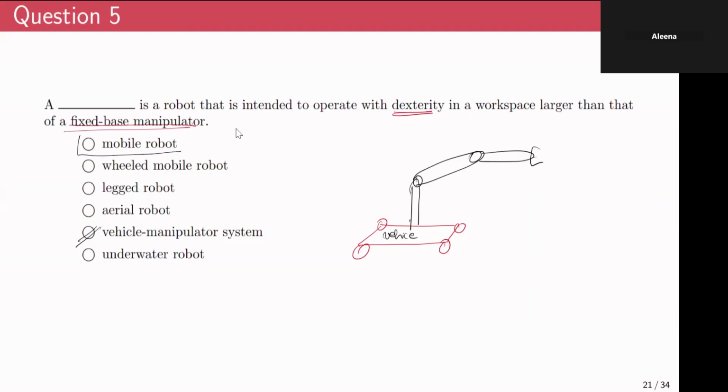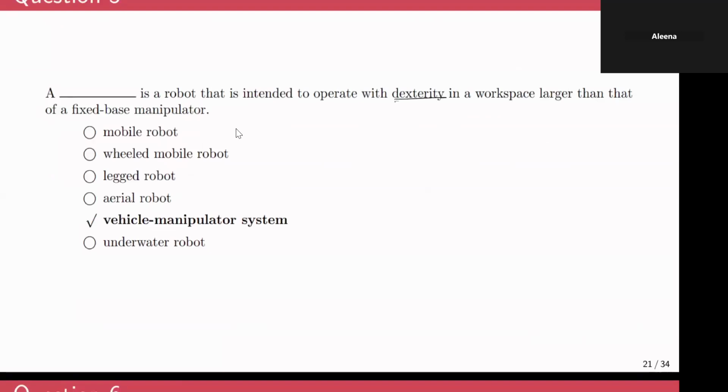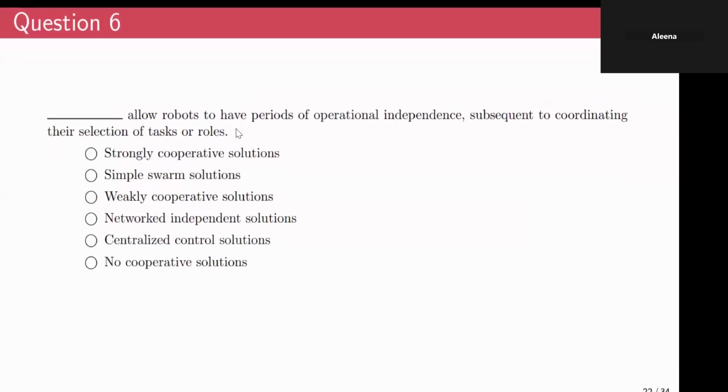So a mobile robot, again, is just a vehicle. A wheeled mobile robot is also just a base. Legged robot is also just a vehicle. Aerial robot is also just a vehicle. Underwater robot is also just a vehicle. But in a vehicle manipulator system, you are actually mounting a manipulator on top of a vehicle. You can mount it on top of a wheeled mobile robot. You can mount a manipulator on top of an underwater robot, and so on and so forth. So I hope that is clear, because this term dexterity is often associated with manipulators. All right. So moving on to the next question.